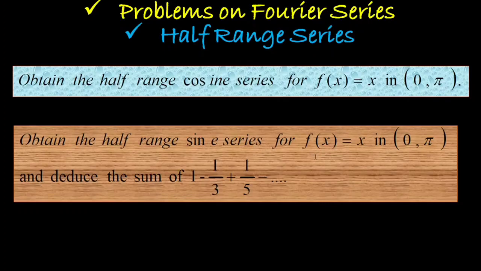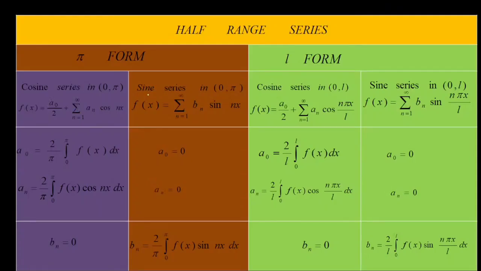Now let me move on to half range series. I have to take the same function f of x equal to x and find out the half range cosine and also sine series for the same function f of x equal to x. Let me show you the formula table for your reference.